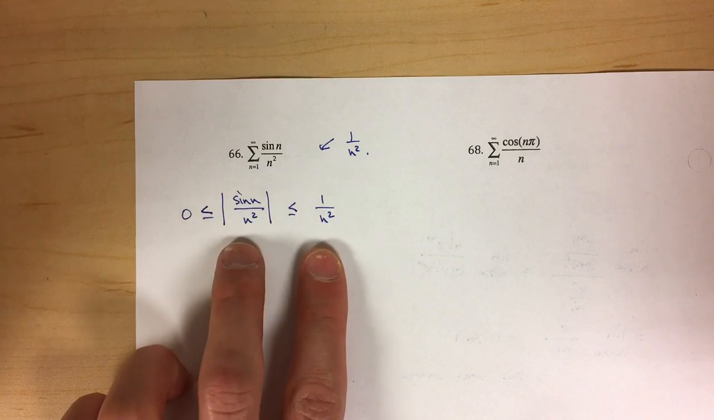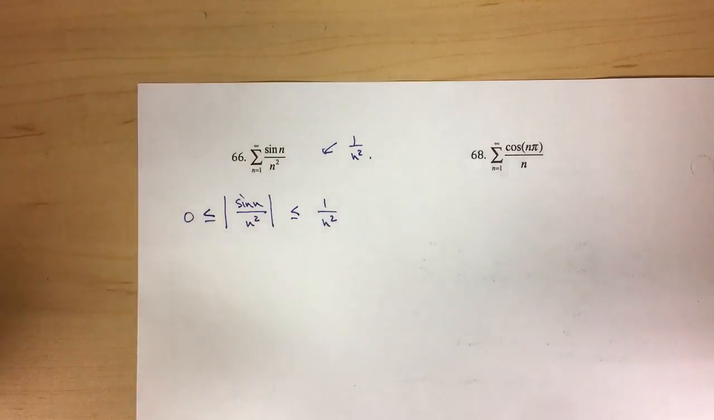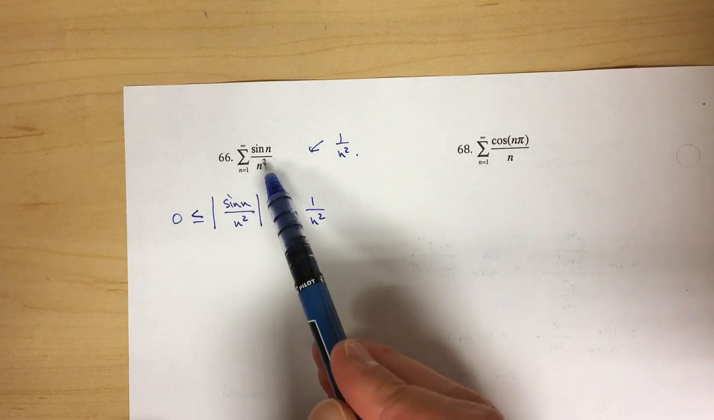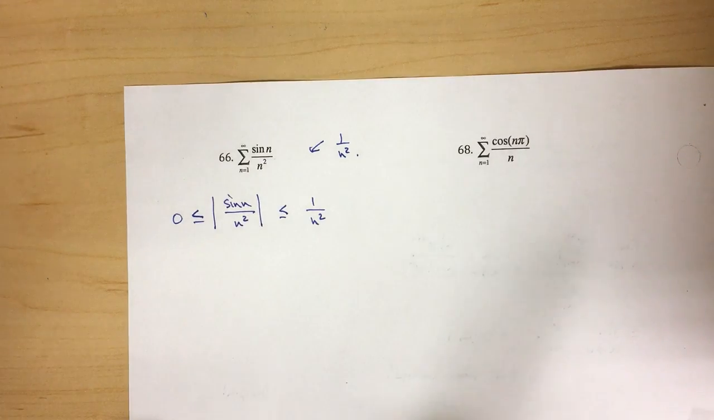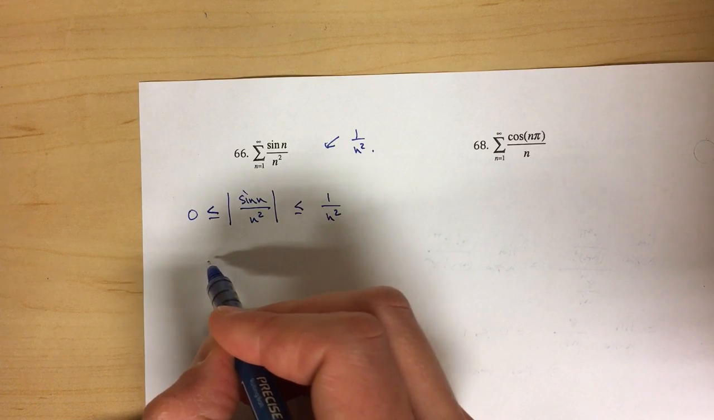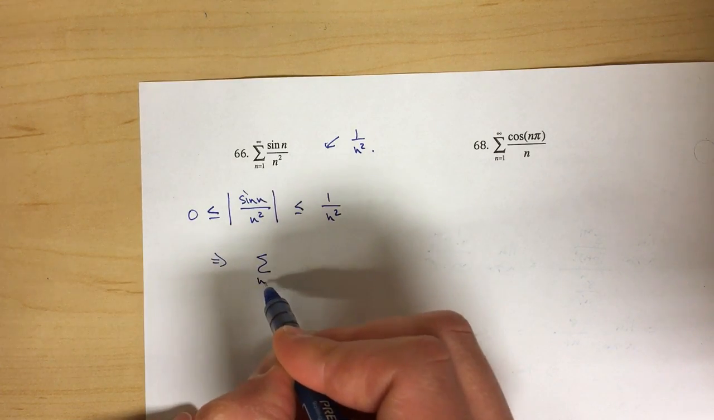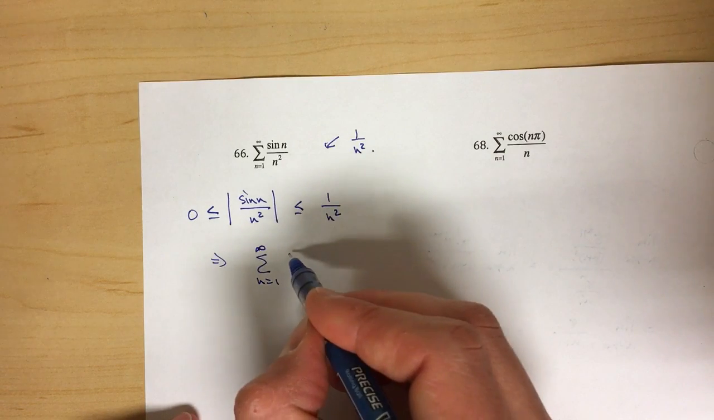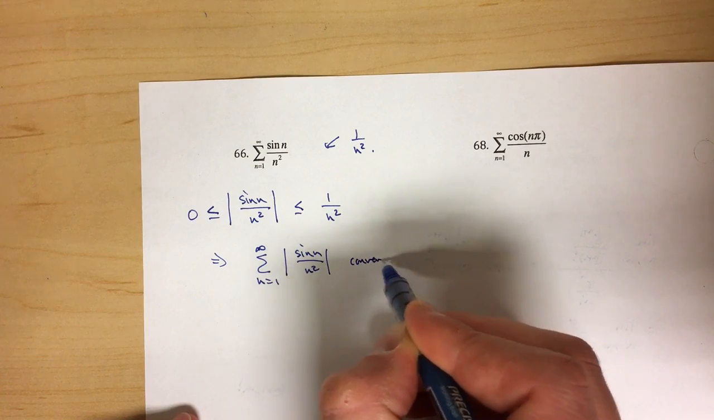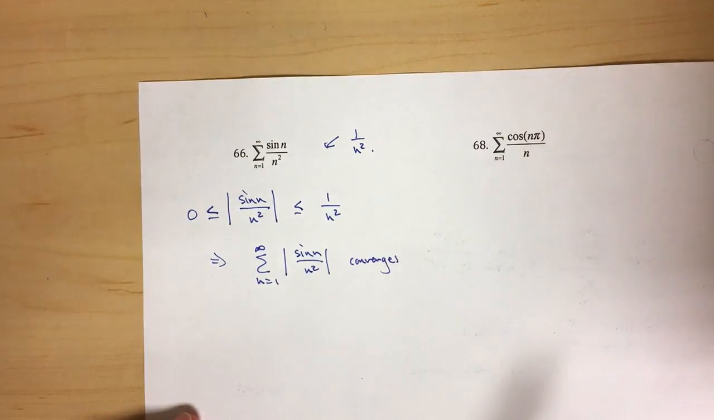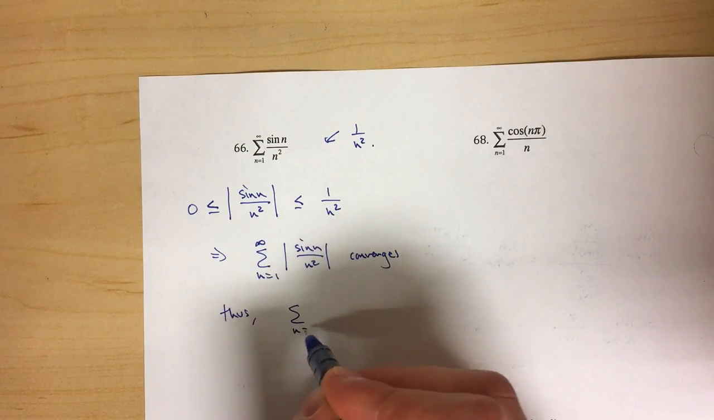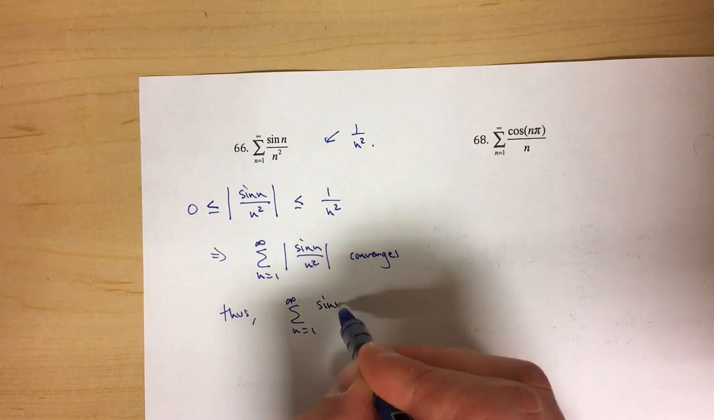But I took the absolute value. But remember, taking the absolute value can only make this thing bigger. So that's fine, because if I can show this converges, this is bigger than that, and thus this would have to converge as well. So this tells us that the series of absolute value sine n divided by n squared converges by direct comparison with 1 over n squared, a convergent p-series. And thus, this also converges.